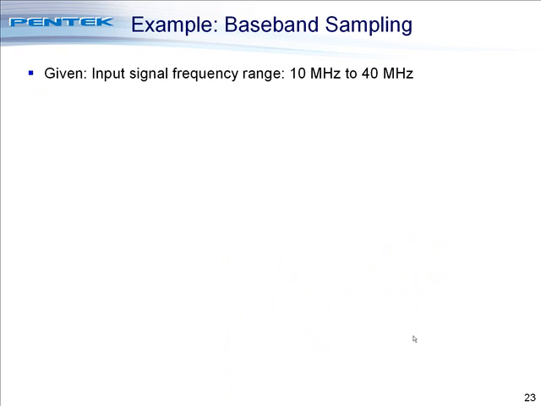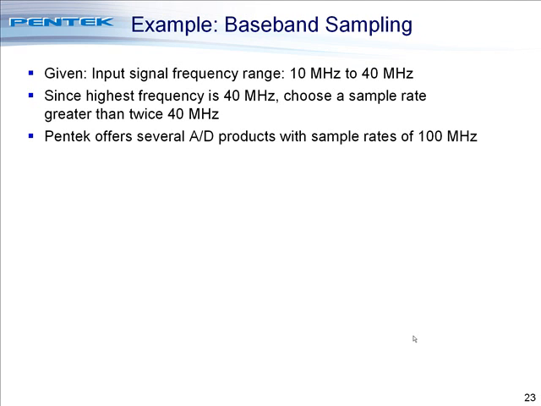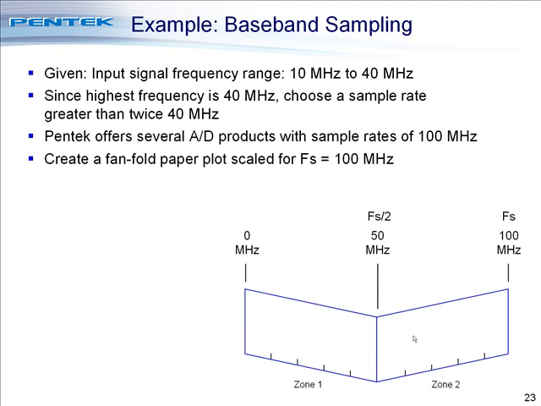Let's take an example of baseband sampling. Suppose our customer has a signal in the frequency range of 10 to 40 megahertz. Since the highest frequency is 40 megahertz, let's choose a sample rate that's at least greater than twice 40 megahertz. PENTEK offers several A to D converter products with sample rates of 100 megahertz. So let's create a fan-fold paper plot scaled for Fs equals 100. You can see the paper there with the half sample rate at 50 megahertz as the fold in the middle.